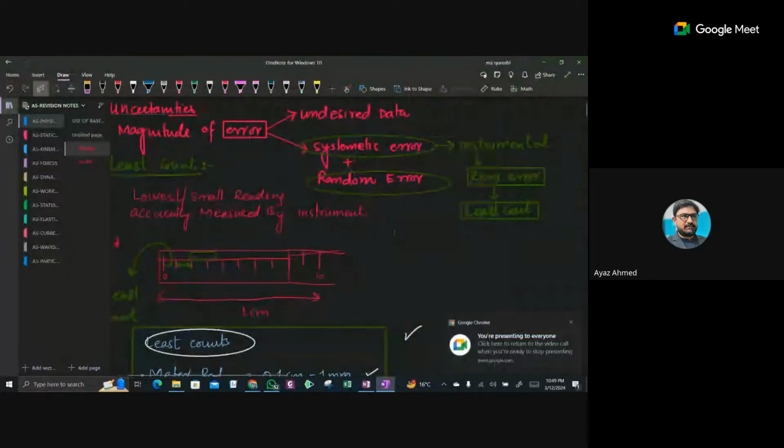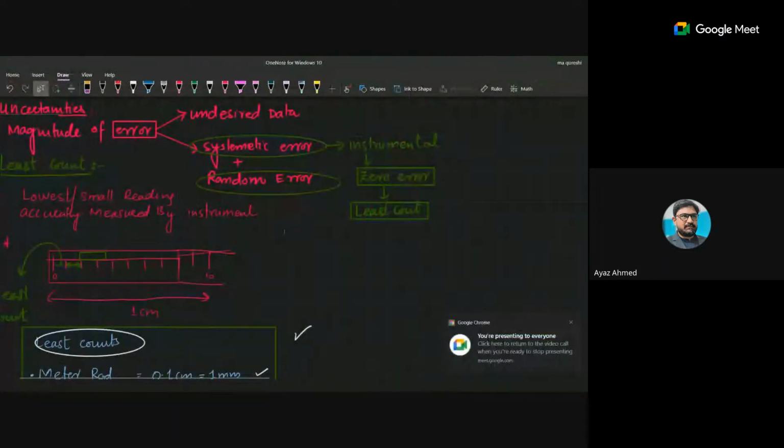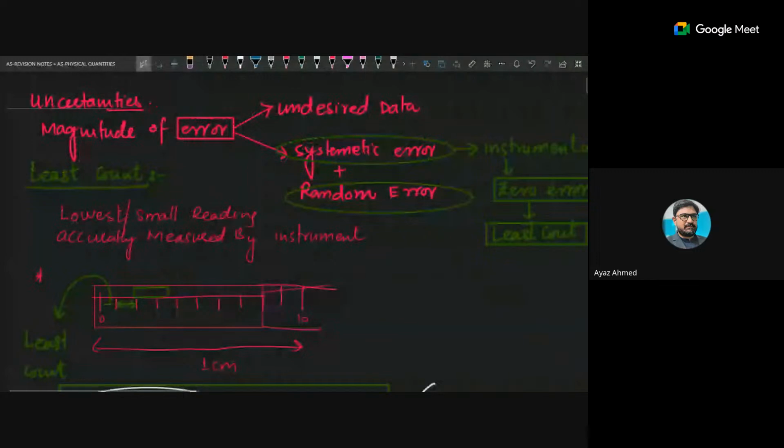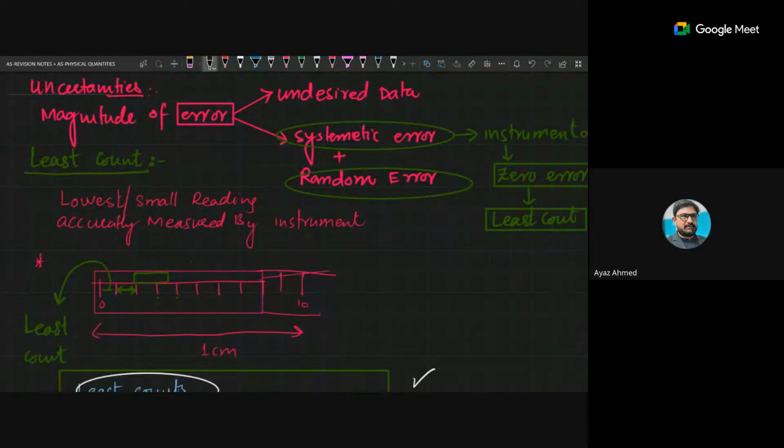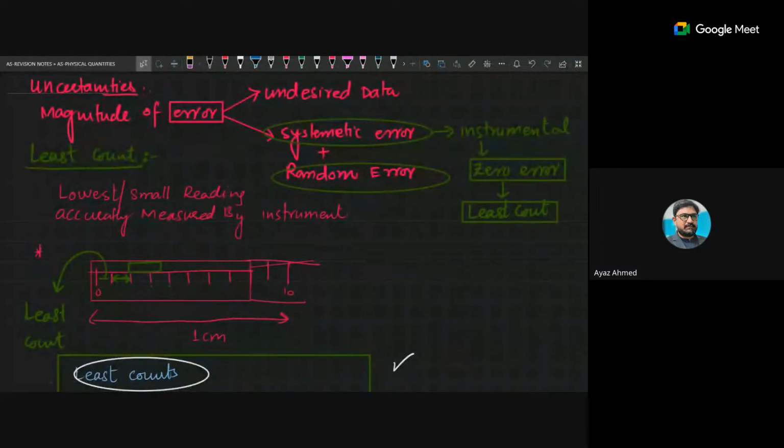Today in this lecture, we are going to discuss uncertainties. Uncertainties are simply the magnitude of error in any physical quantity. So when we say we will talk about uncertainties, it means how much error we have in any physical quantity. That tells us about the uncertainty.